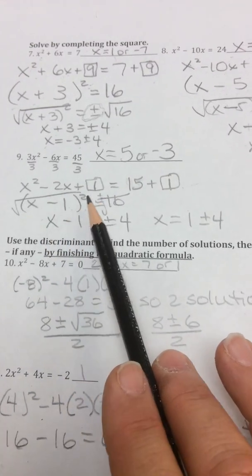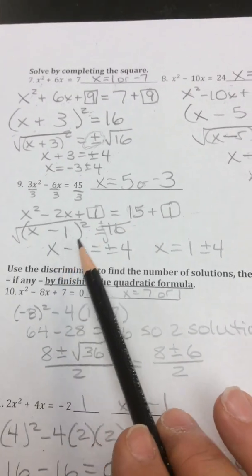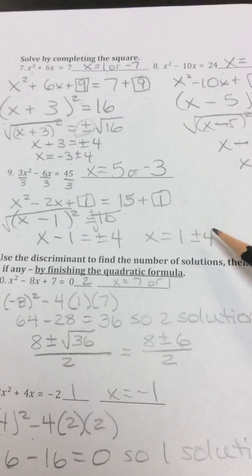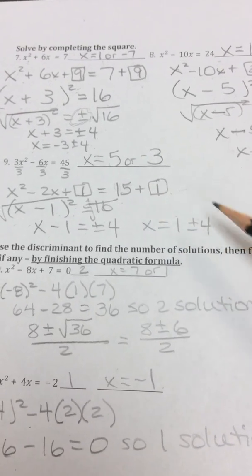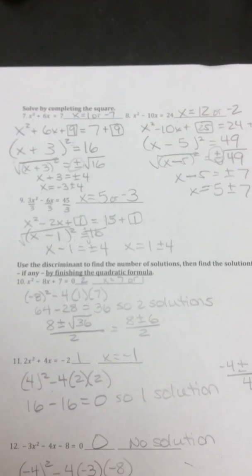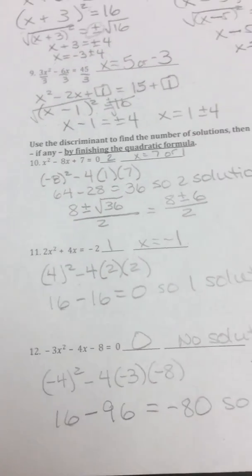Got x minus 1 squared equals 16, took the square root of both sides. X minus 1 equals positive or negative 4. X equals 1 plus 4 is 5. 1 minus 4 is negative 3. Okay, that's those 3 right there. All right, 10, 11, and 12.